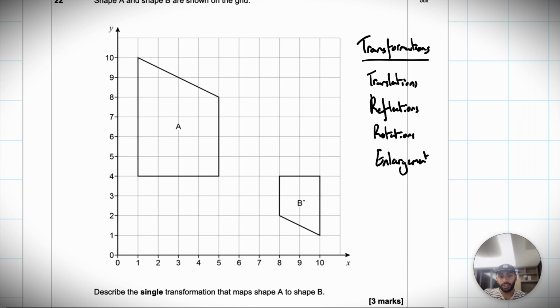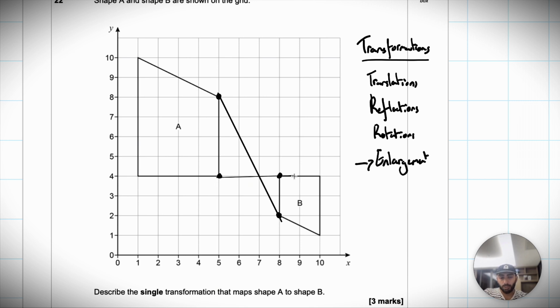I can see that shape B is smaller than shape A, so it's going to be an enlargement with a fractional scale factor, and it's also been rotated, so there's going to be a negative involved as well. Let's first find the center of enlargement. The way we do that is we pick 2 common points, and we join them together with a line, and then we repeat that a couple of times. So that's our first point done. Next point, I will choose this top corner with this top corner.